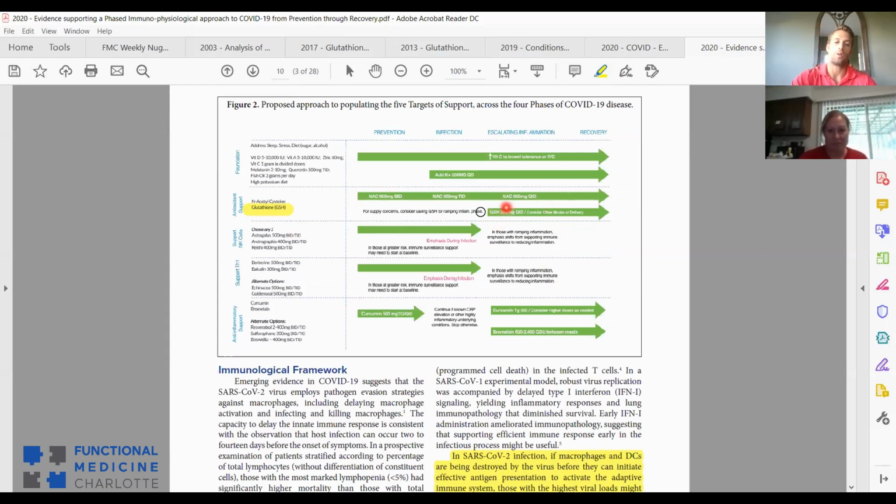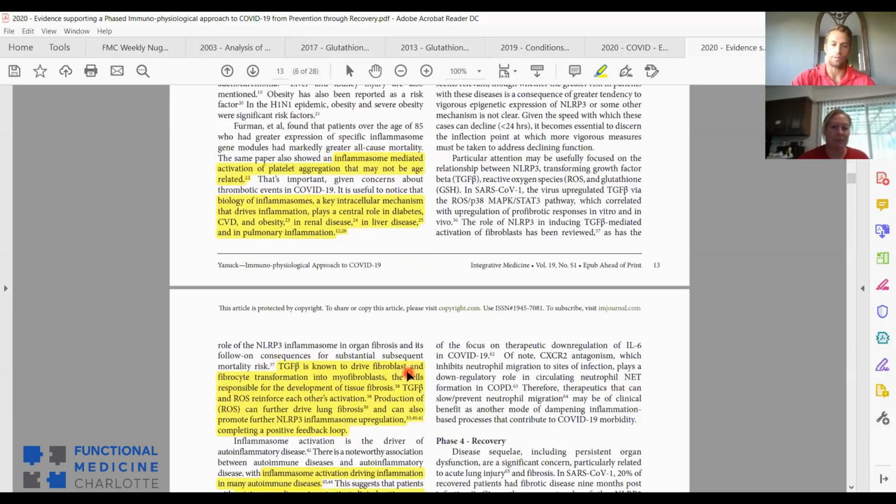And you could take glutathione itself, or you could take N-acetylcysteine, which is a couple steps away from glutathione; your body converts it to it. So either way, they are both appropriate no matter which part of the infection you're in, from prevention to early infection, late infection, recovery.